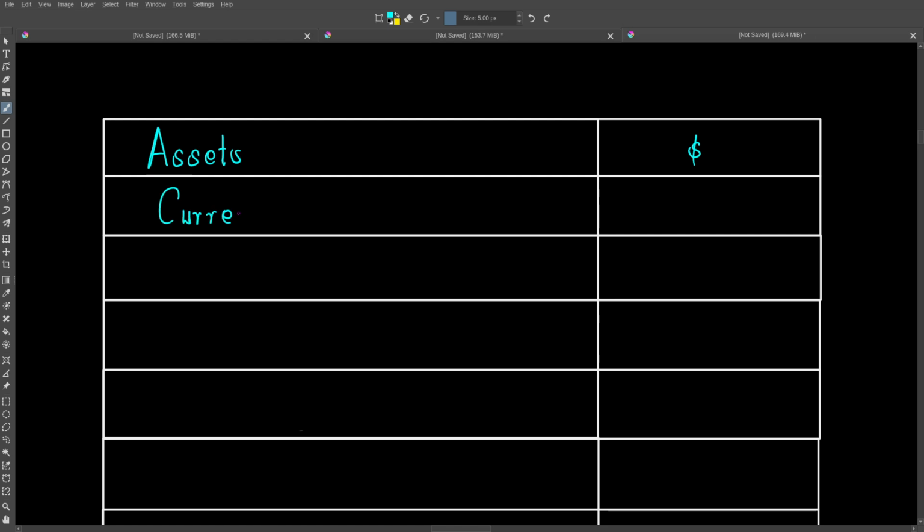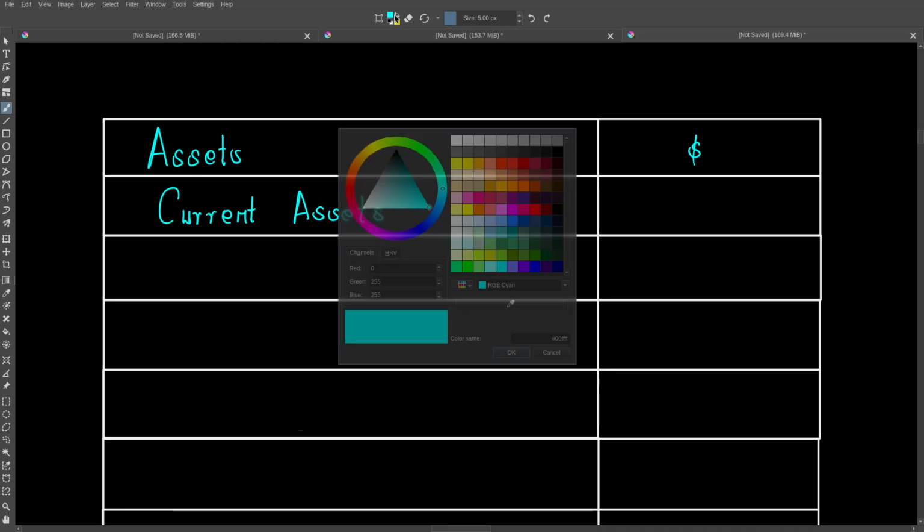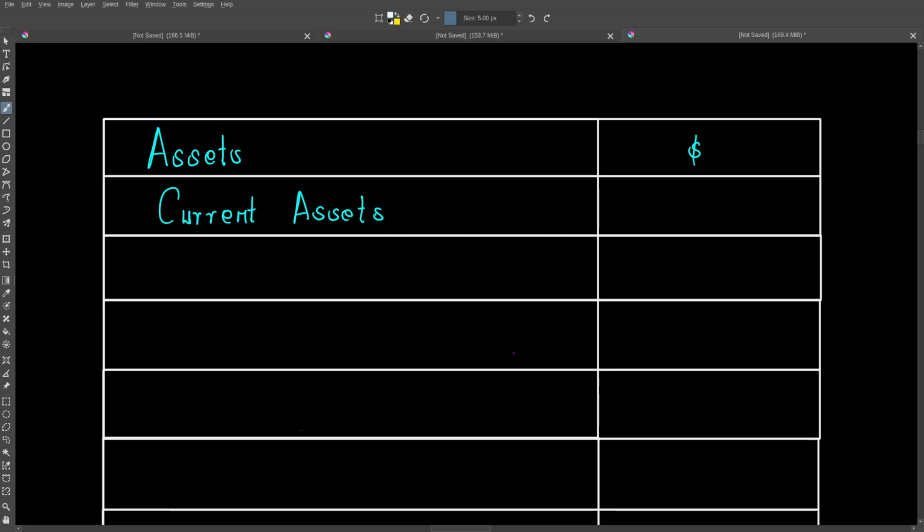Remember, we classify the assets into 2: the current assets and the non-current assets. Current assets are assets that are going to be utilized within a period of 12 months. Non-current assets are the ones that might take more than 1 year or 12 months to utilize. Cash is something you utilize in a very short period of time. So here we have a cash balance of $50,000.